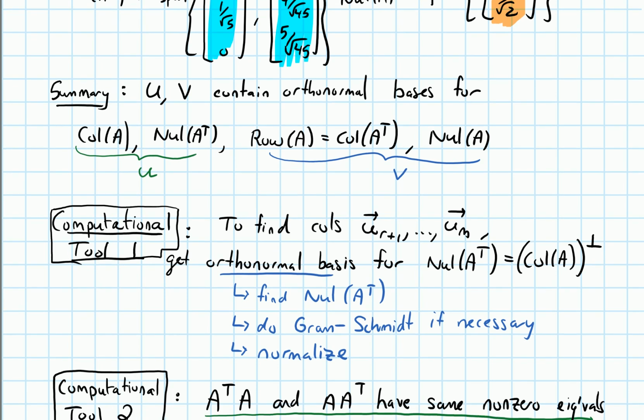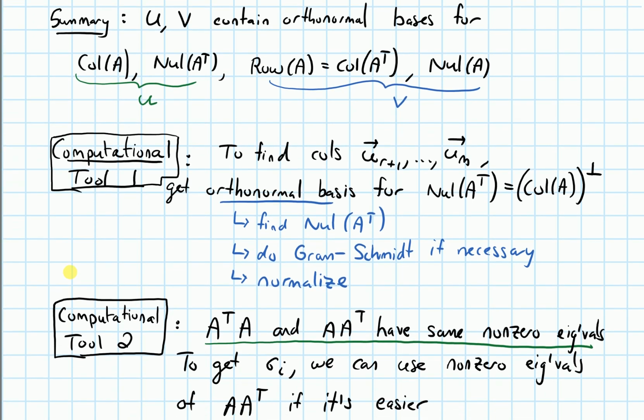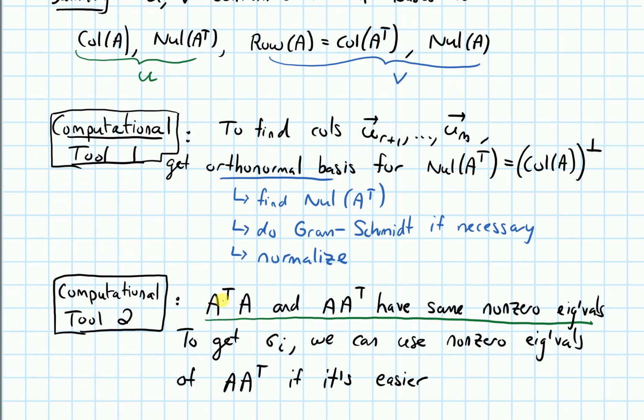So computational tool number 2 is that A transpose A and A times A transpose have the same non-zero eigenvalues. So this is this thing that I just underlined here. This is a good exercise to try to show why. This is a really good problem. Okay, but I'm not going to show that in the video here. Instead, I want to talk about, well, why is this useful? So if we want to get the singular values, sigma_i, we can use the non-zero eigenvalues of A times A transpose if that ends up being easier.